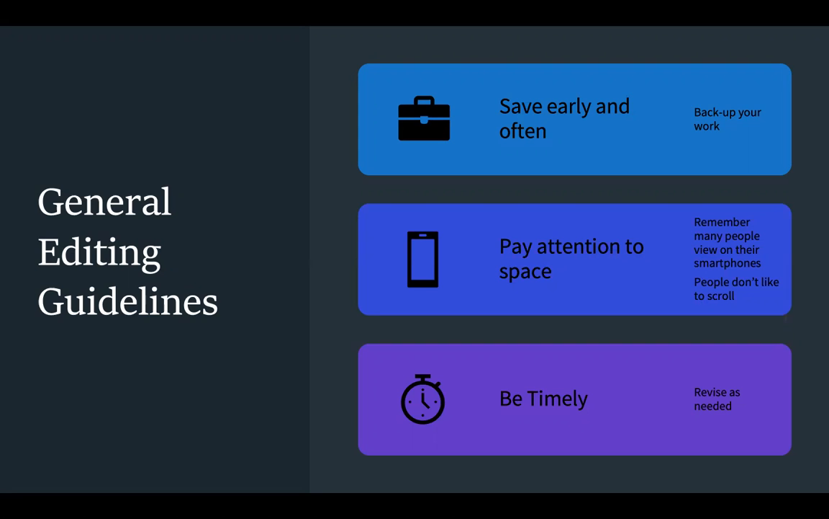Pay attention to space. Remember that a lot of people are viewing things on their smartphones. So even for this course, you need to think about how things would look on the screen of a smartphone. Also, keep in mind that people don't like to scroll. Lots and lots of scrolling, people are not going to look at it. So keep those things in mind. And then be timely. If you create a document, and it's no longer relevant or the facts or the content has changed, go back and revise it. Those are just some general editing guidelines.